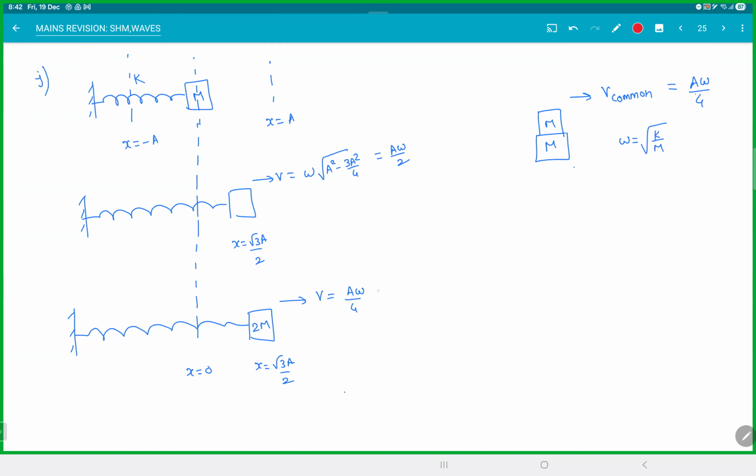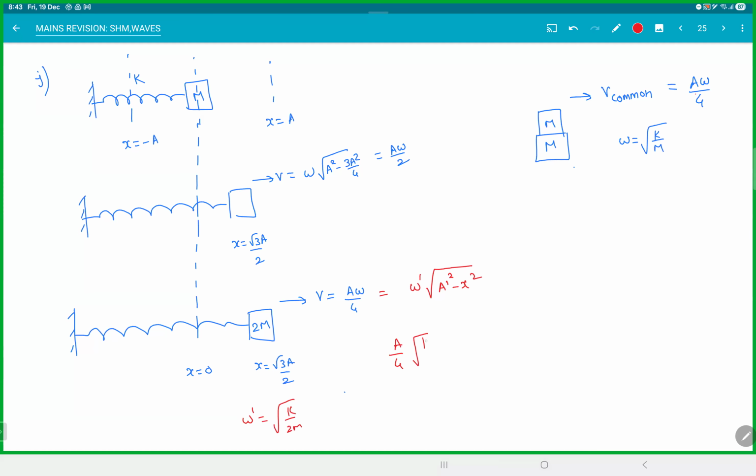Now from the formula, we know velocity must be omega dash into root over the new amplitude squared minus x squared. Do you agree with that? For the new SHM, there will be a new omega dash, there will be a new amplitude, but the x coordinate is still the same. This will be A omega by 4. And what is the new omega dash? Omega dash will be root over k by 2m.